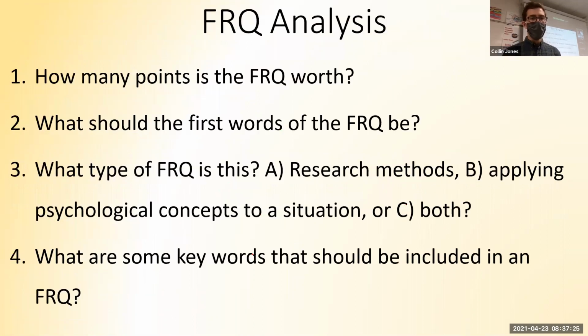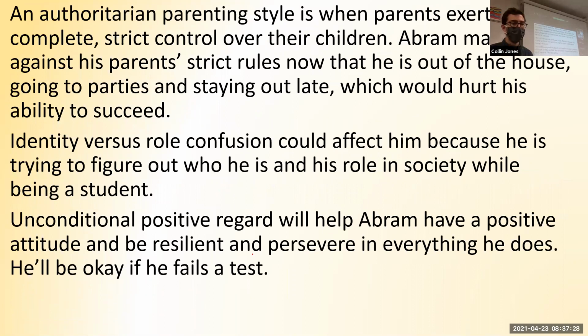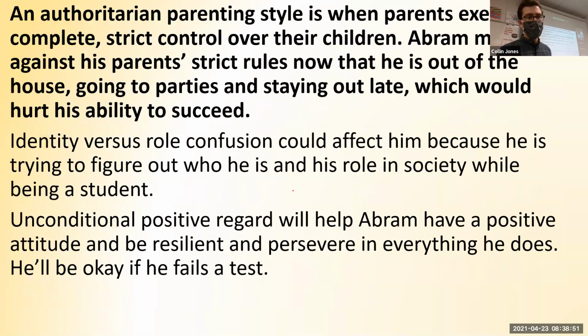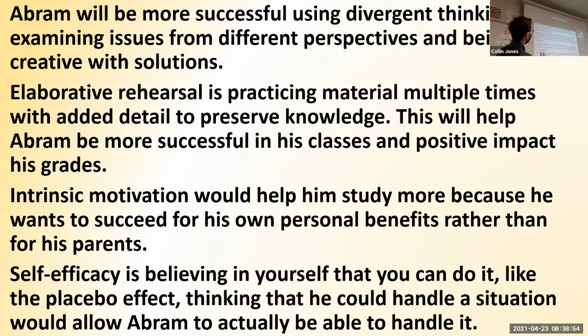I want y'all to grade this person's free response. Here's what they put for 1, 2, and 3. Which of these do you think they got correct? So he only got the first point there, but the College Board did say he gets all 4 points here. He gave a good example for divergent thinking, talking about being creative with solutions. Gave a good example for elaborative rehearsal, practicing multiple times with added detail, and talking about how that'll help the grades. Intrinsic motivation, they gave him the point here because it says succeeding for his own benefit, not for his parents. He's doing it for himself.